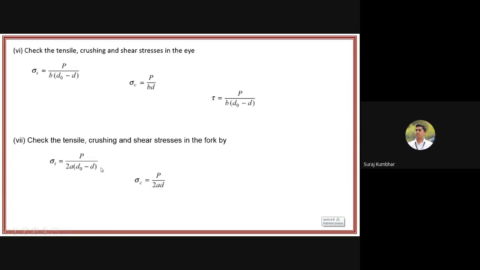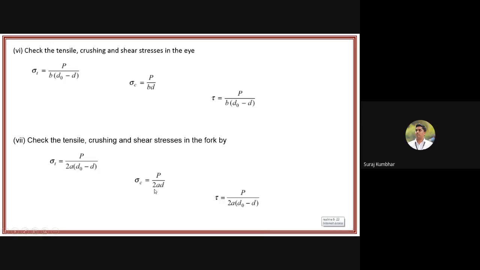Now the next is the crushing stress in the fork. Here it is P upon 2 times A into D, but in case of a single eye, it is P upon B into D. So that is the difference. By comparing like this, you can remember the formulas. Once you compare what it is in a single eye and what it is in a double eye, the six formulas you can remember very easily.